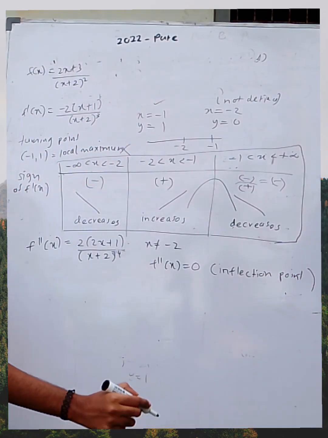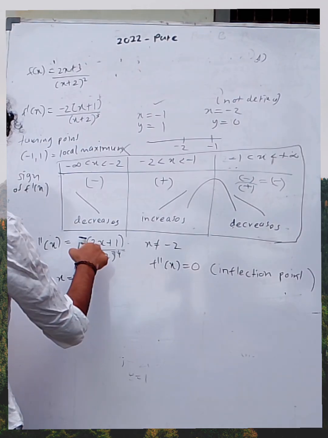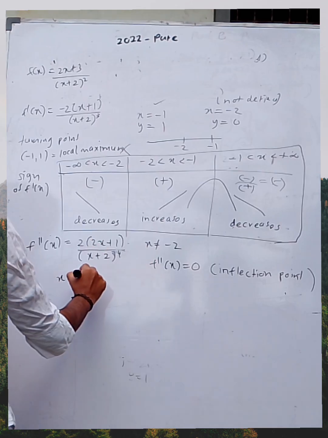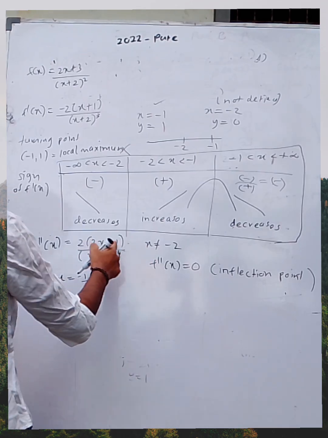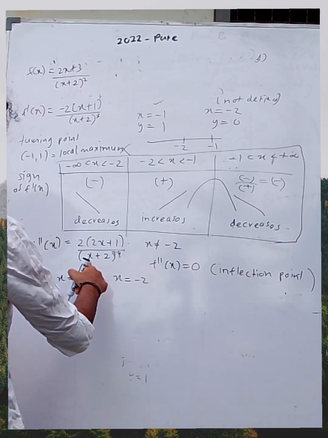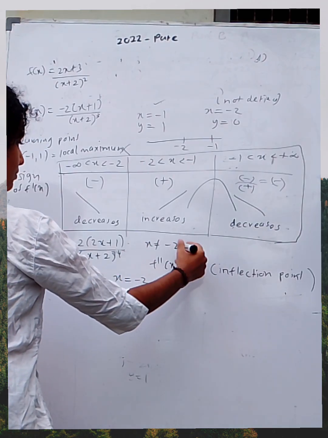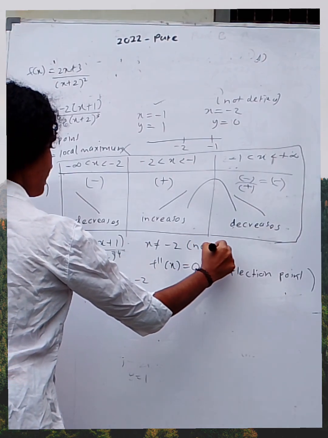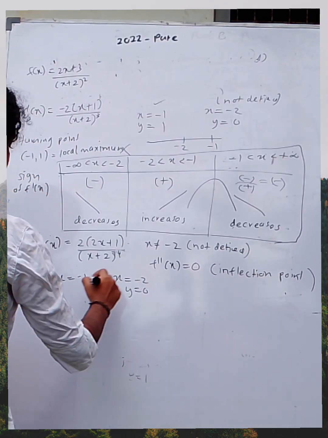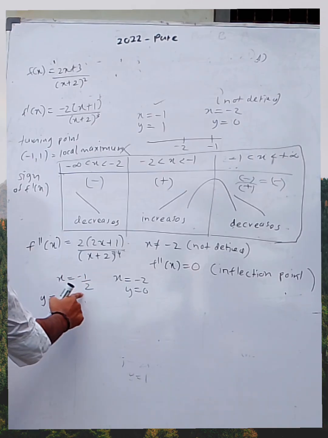Okay, so now we'll move on with the question. We'll figure out the x points now. Here the x point is when 2x plus 1 equals 0, so x will be minus 1 divided by 2. Again we have another x point, x equals minus 2, when x plus 2 equals 0. Since x cannot equal minus 2, it is a not defined point. Here we also cannot say that y equals 0, because this is a defined point.